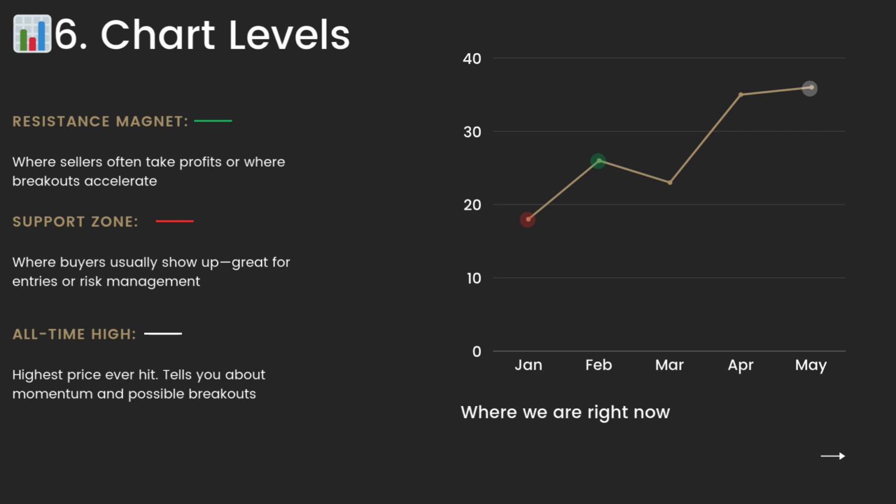Then you have the resistance magnet, and this is typically where sellers are taking profits, or this is where a breakout can happen because old resistance becomes new support, right? And then obviously we look at all-time highs. So this is clearly just the highest price that the stock has ever hit.